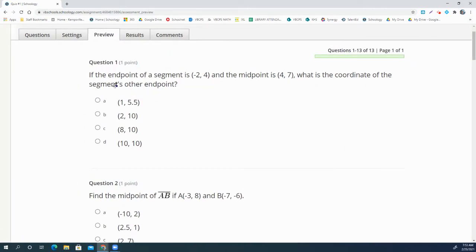How do we do it if the end point of a segment is (2, 4) and the midpoint is (4, 7)? What do I have to do here? Make that chart, right? And what's the key to the chart if I'm looking for the other end point? The end point goes at the end, (2, 4), and then the midpoint goes in the middle, (4, 7). And then you just have to find the pattern. Questions on that?